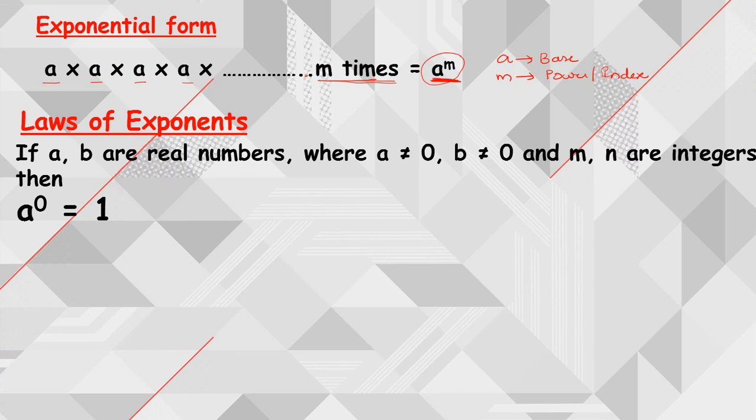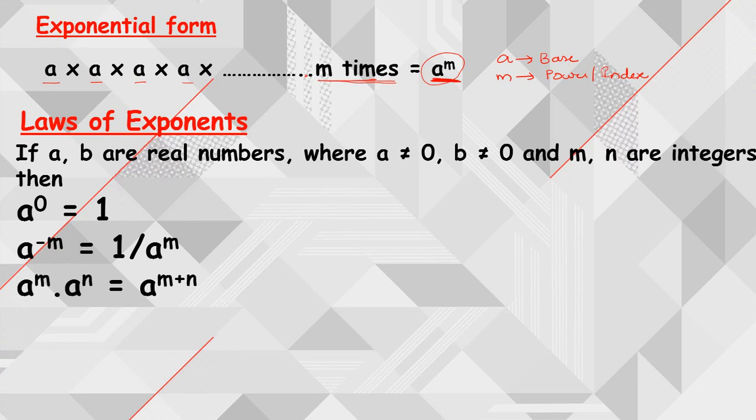Here clearly a should not be equal to 0. So this is the first law which we have already learned: anything raised to the power 0 is nothing but 1. The next one is a raised to the power of negative m, which can be written as 1 by a raised to the power m, or 1 by a power m, right?